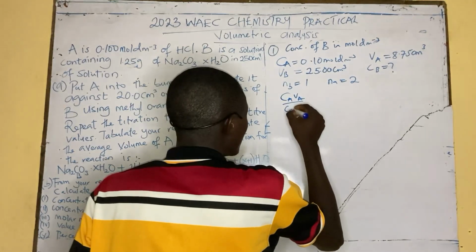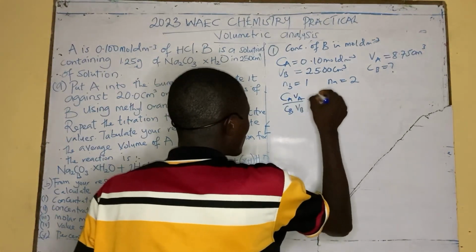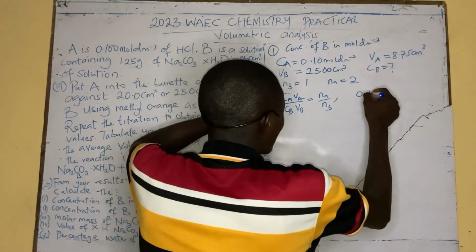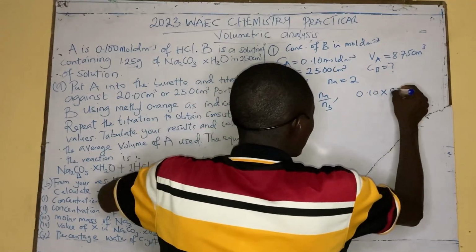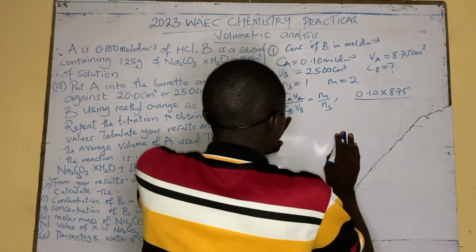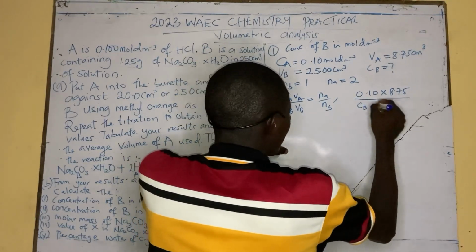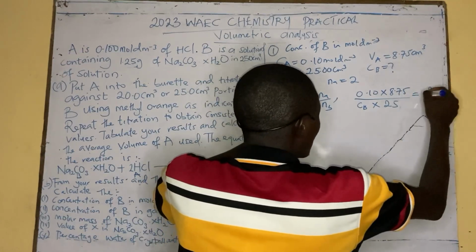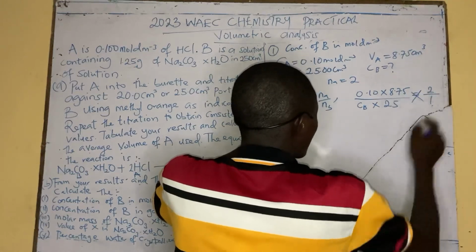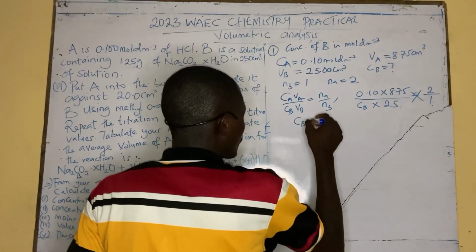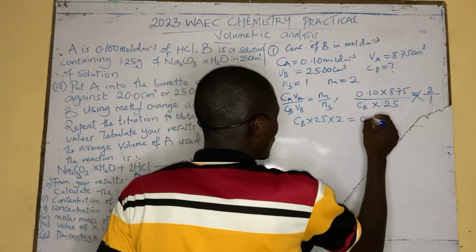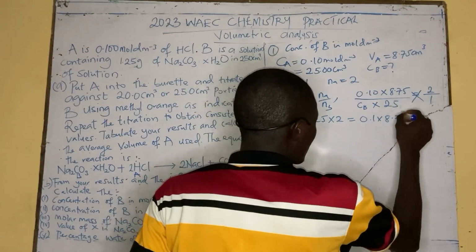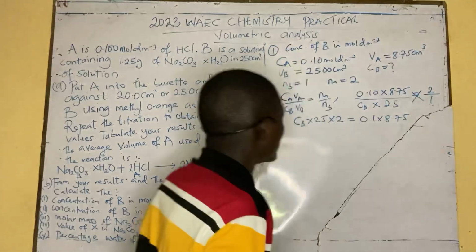So that's why we are using CaVa over CbVb equal to Na over Nb. So we have Ca is 0.10 times Va, 8.75, over Cb, which is what we are looking for, times 25, equal to Na, which is 2, over Nb, which is 1. So you cross multiply. We have Cb times 25 times 2 equal to 0.1 times 8.75.